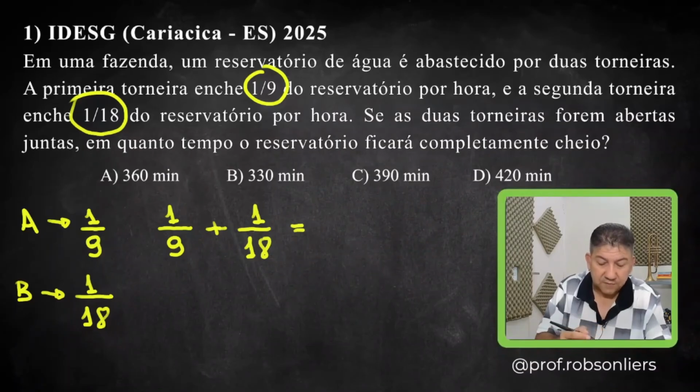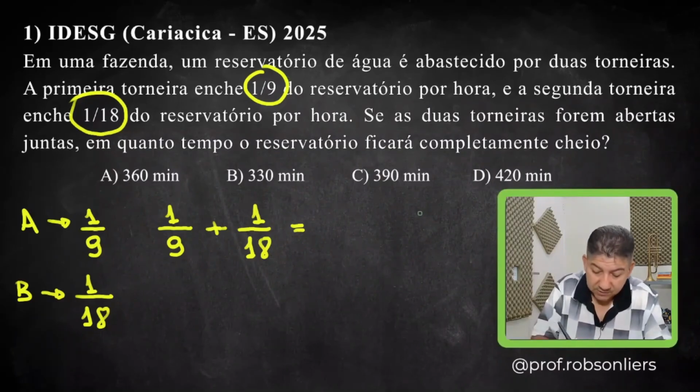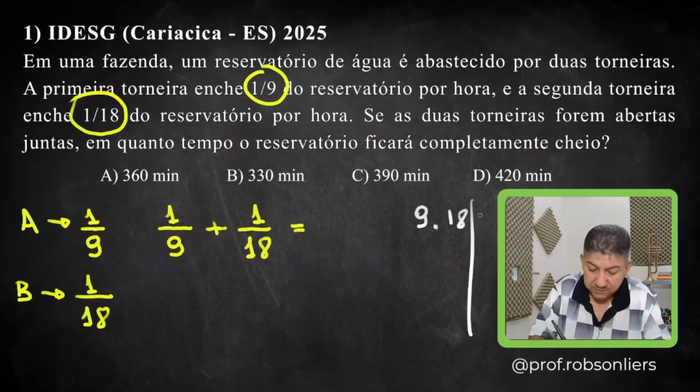We have to solve it by finding the LCM between 9 and 18. Here's what we're going to do. Let's solve it right here on the side. 9, 18. Breaking it down into prime factors here.